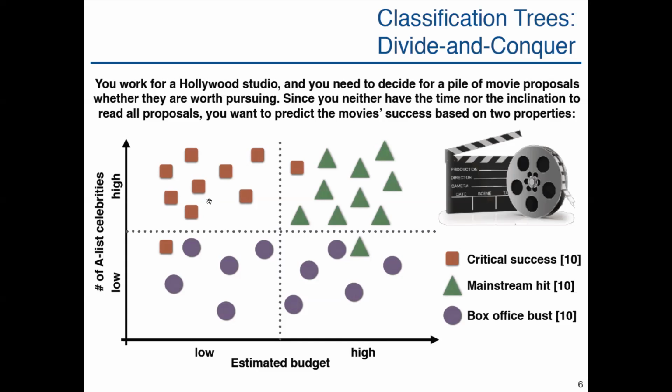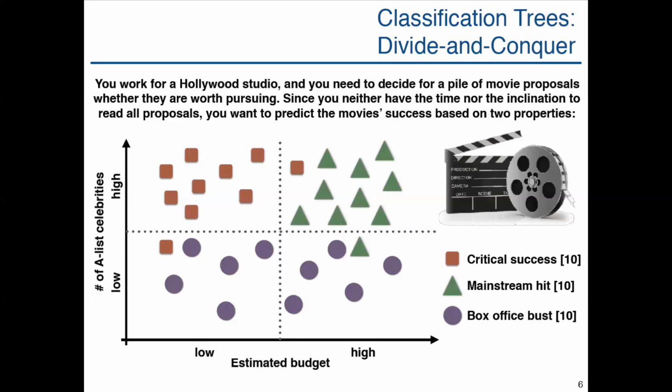For simplicity, what they're doing right now is they're only considering two different classes. So we have estimated budget and they have the number of A-list celebrities. Based on these two variables, they have to categorize each of those movie proposals as one of these three. Either it can be a mainstream hit, it can be a critical success, or it can be a box office bust. Okay, so what we said was that as a start, we have two options.